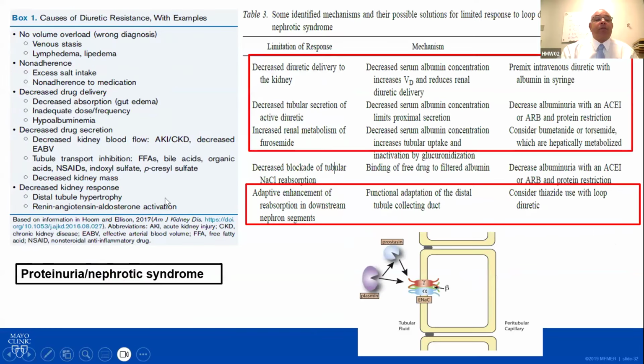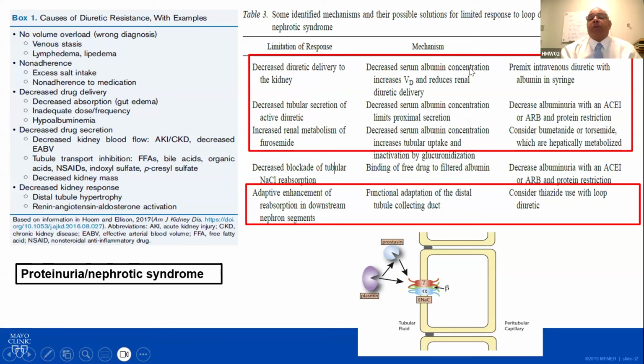Another one, in this table, which I took from a famous article, I did not mention a very important mechanism of diuretic resistance, so I put it separately. And it's proteinuria and nephrotic syndrome. Proteinuria is very common. People with nephrotic syndrome, it's very hard to mobilize their edema, and for many reasons. One of them is that they're swollen and oral medication does not get absorbed and all these things. But there is more than that. So this table here separates the three most important mechanisms why diuretic resistance develops in patients with proteinuria.